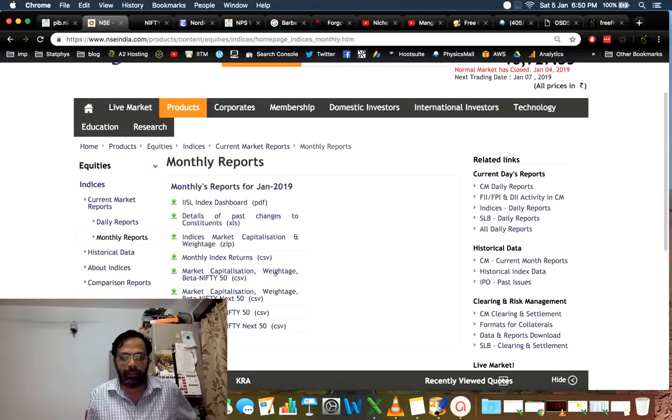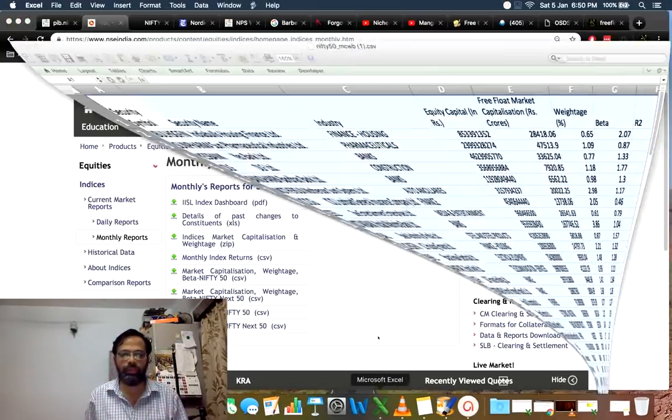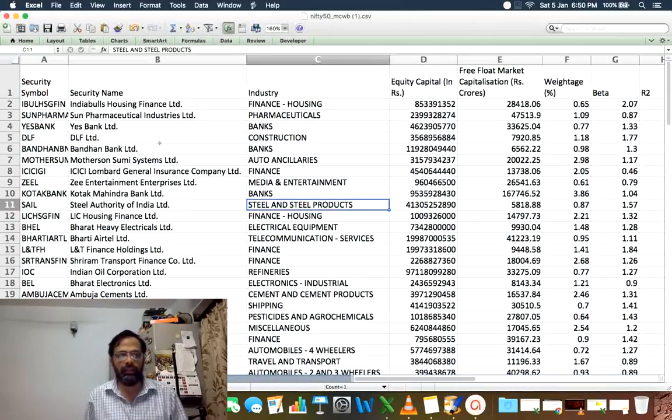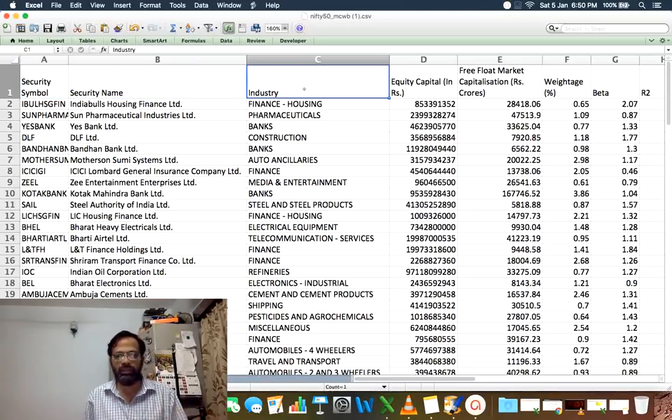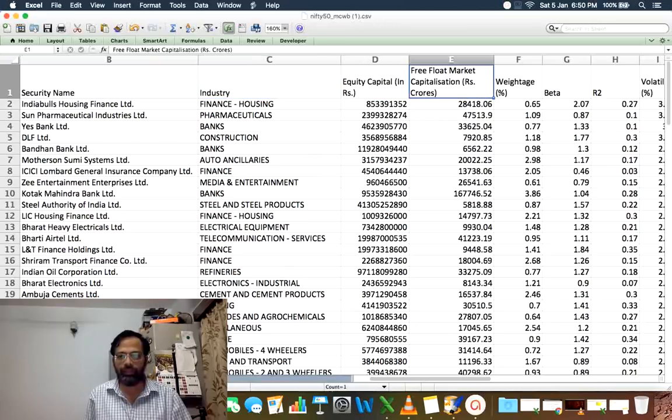You will see market capitalization, weightage and beta for Nifty 50, and market capitalization, weightage and beta for Nifty Next 50. Download both the files and combine the data. Both will have 50 stocks each, so if you combine both, you will get a list of 100 stocks like this. So you will have the symbol name, the security name, the industry it belongs to, the equity capital that the stock has got, then the free float capitalization, the weightage in the index. Then you have two parameters here.